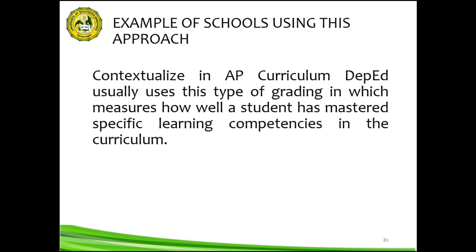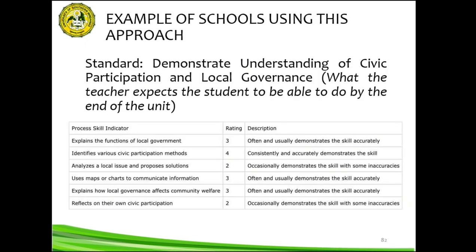Example, dito nakalagay sa the standards here is demonstrate understanding of civic participation and local governance. So sa baba, ito yung mga skill indicators, rating, and description. Dito sa process skill indicator, nakalagay dito yung mga expected na dapat ipakita ng mga students at the end of the unit or dapat nila ma-attain na goal.